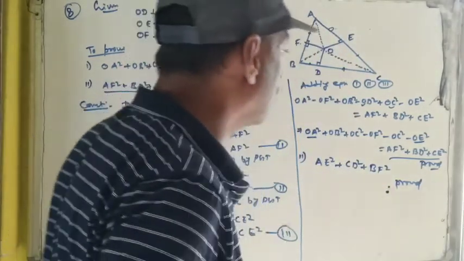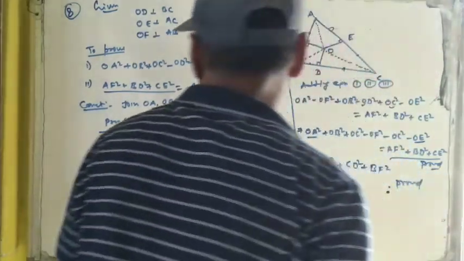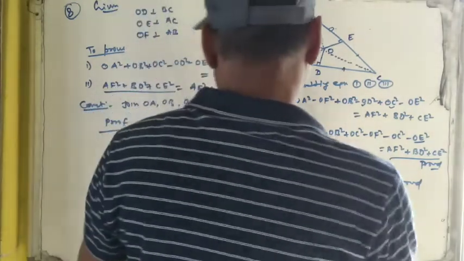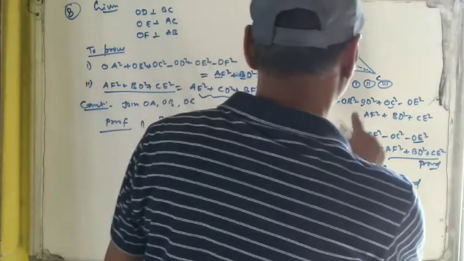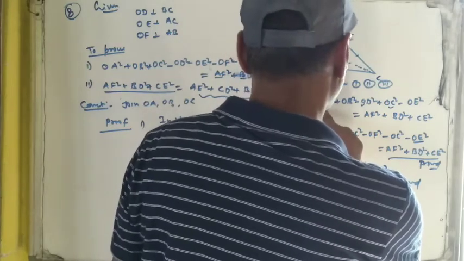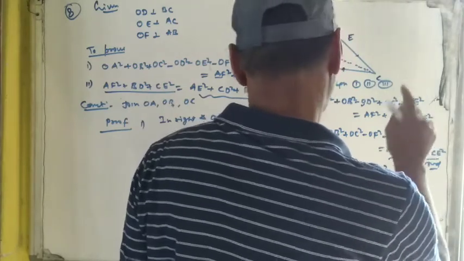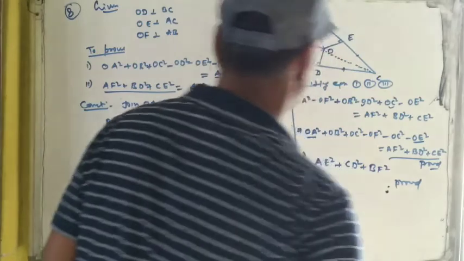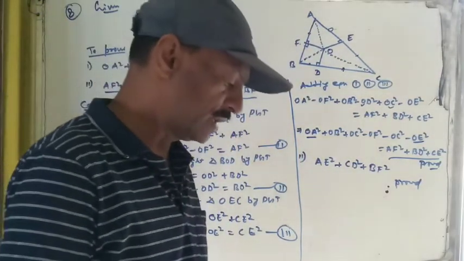Let us see one more time whether we have written all the things correctly in this equation. First one, OA square minus OF square, OB square minus OD square, and OC square minus OE square. Okay, so it is correct now. This is proved here. Next, let us take question number 9.